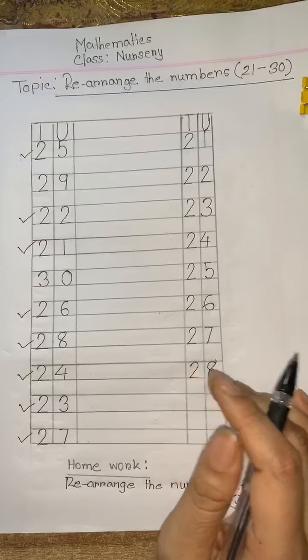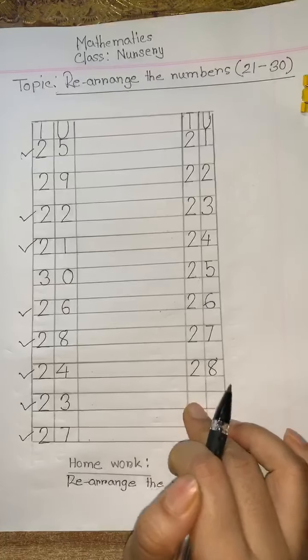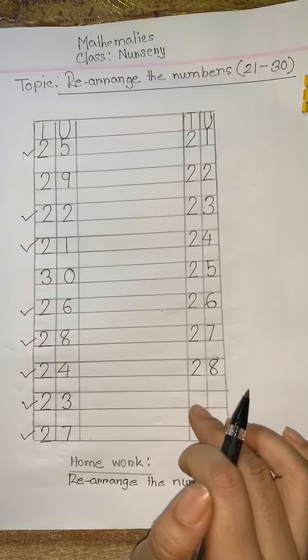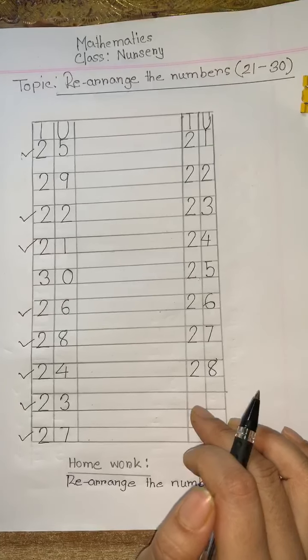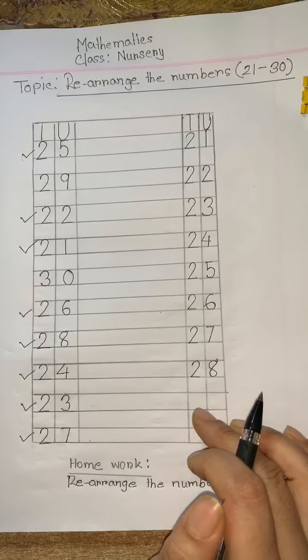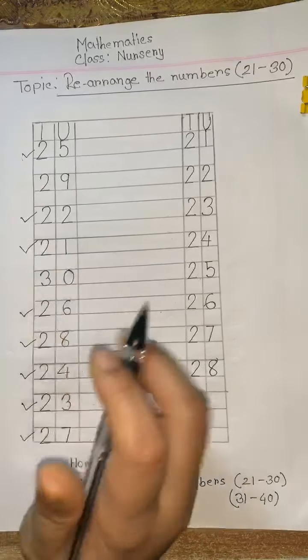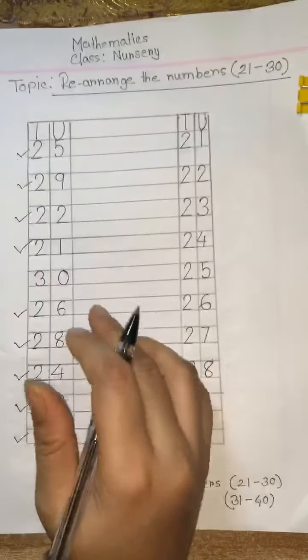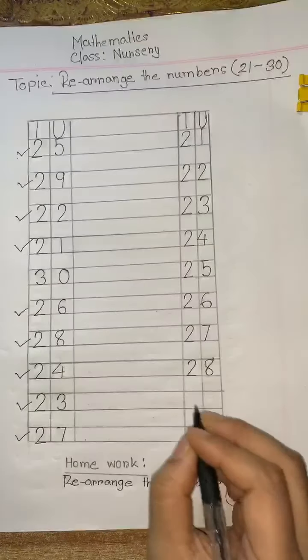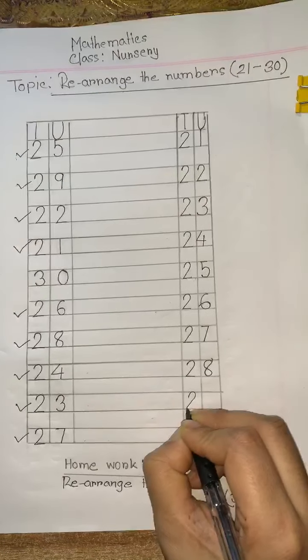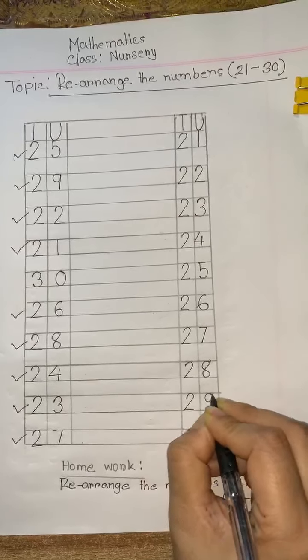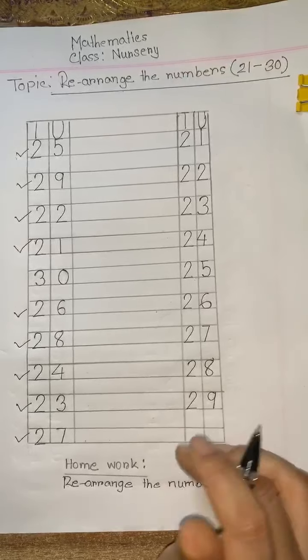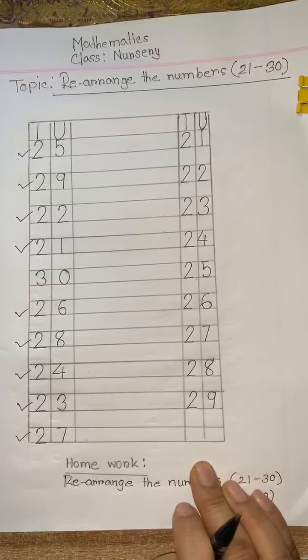The following number is 29. Now we will find 29 from this list. Yes, it is 29. So I am writing here 29. What will be the last number?